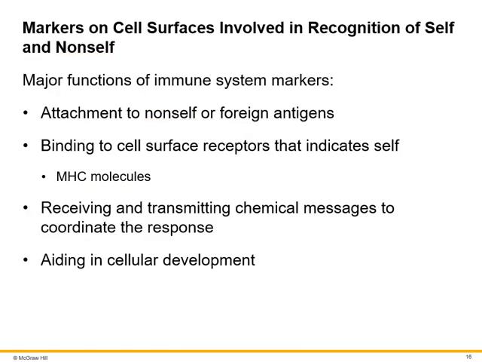So the markers on cell surfaces are involved in recognition of self from non-self. The major functions are attachment to non-self or foreign antigens, binding of the surface receptors that indicate self, and that's the MHC molecules, receiving and transmitting chemical messages to coordinate the response, and aiding in cellular development. So you have all these receptors on the cell that are going to receive these chemical signals. That's kind of the long and the short of it.